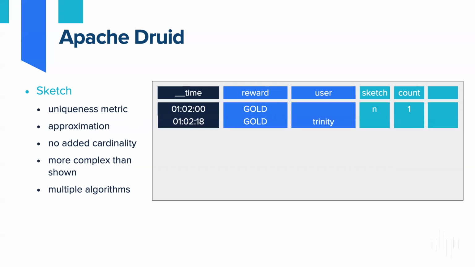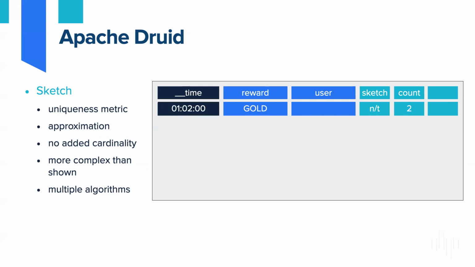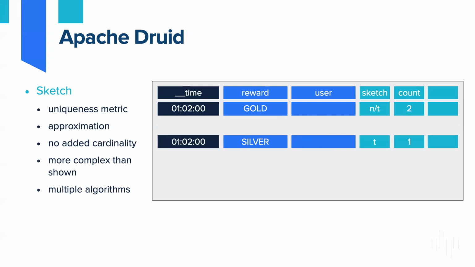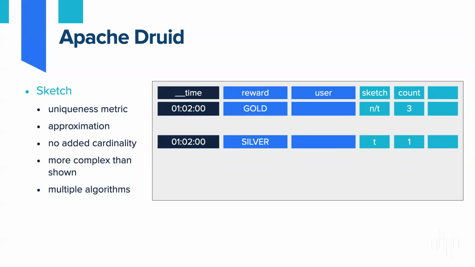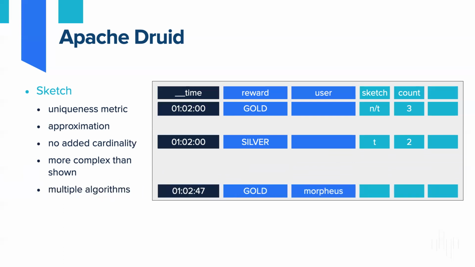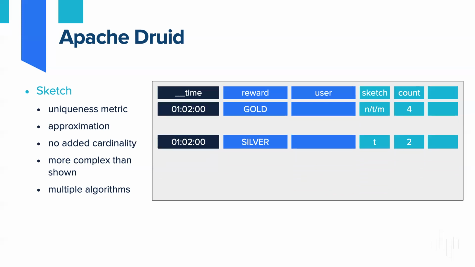Trinity comes in, rolls up. I now have Neil and Trinity in the sketches. Again, in my simplified world here, I'm doing first letter sketching. So I have a really poor sketching algorithm, because if Neo and Neil were actually in my database, they would not be considered unique. Trinity comes in with a different reward, that would be separate. Neo comes in with gold again, it adds to the count, doesn't change the sketch. Again, that filtering, this is black box magic to me still on how those work. Trinity comes in again, doesn't change that one. Morpheus comes in at the end, it gets rolled up, it adds to the count, and it updates the sketch.